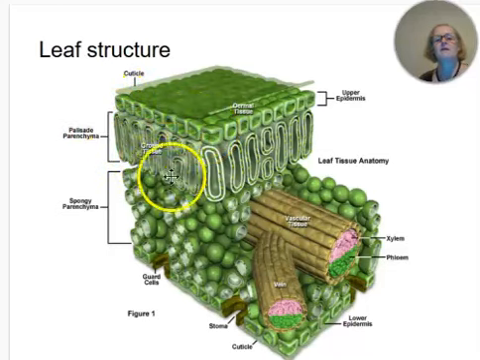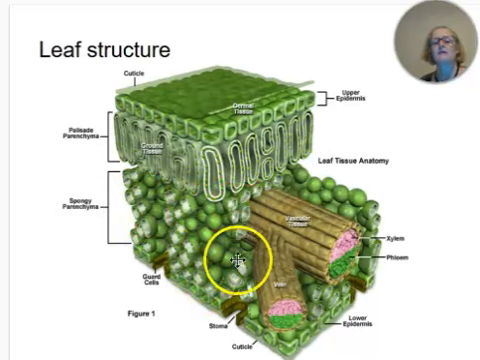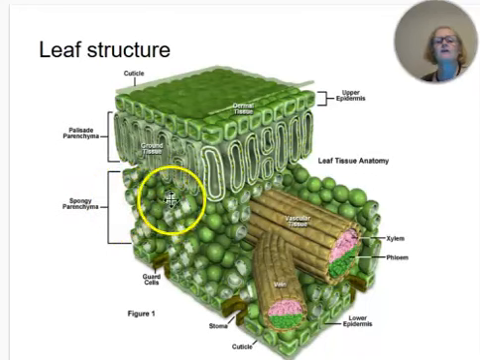Then we've got these cells standing like soldiers up near the top surface. These are palisade cells or palisade parenchyma. And they contain lots of chloroplasts because they're near the top of the leaf, so they get lots of sunlight. Underneath those, there are some rounder shaped cells that allows air spaces in between. These are called the spongy cells or the spongy parenchyma.